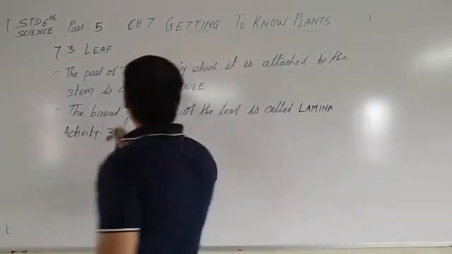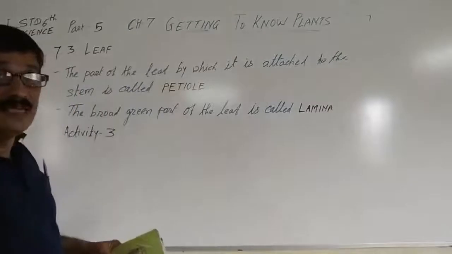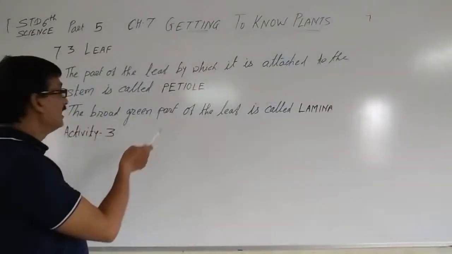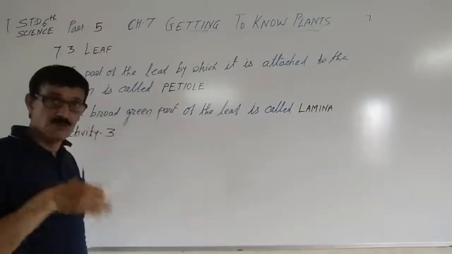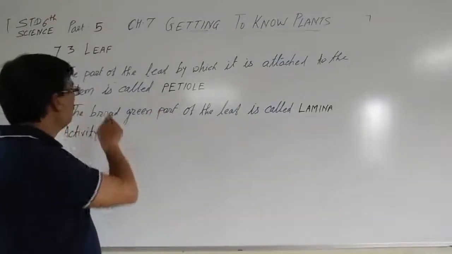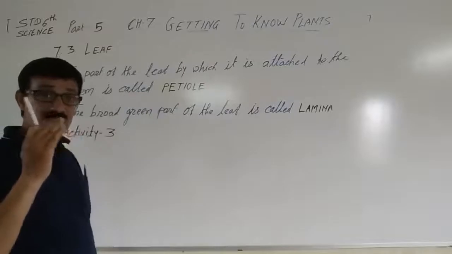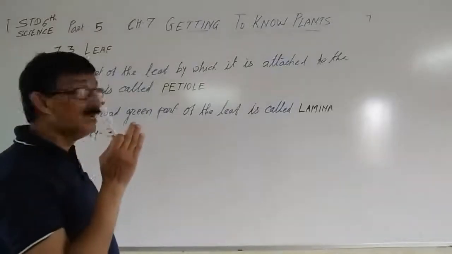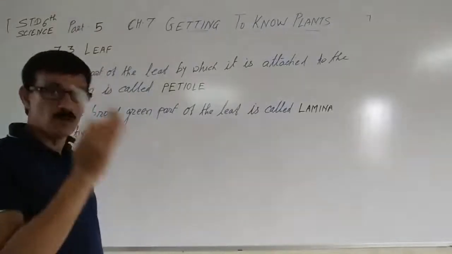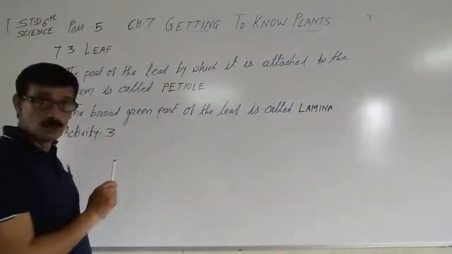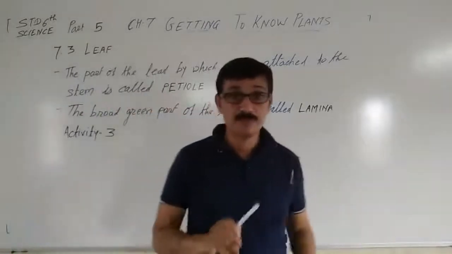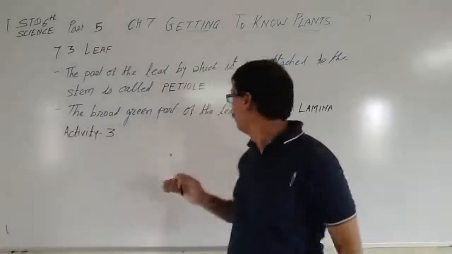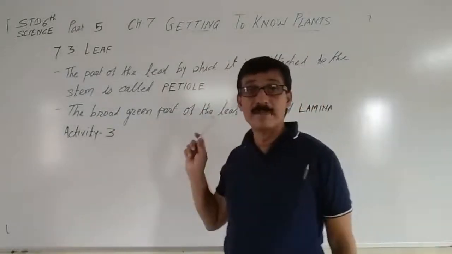The part of the leaf by which it is attached to the stem is called the petiole. Let us discuss this. The part of the leaf by which the leaf is attached to the stem or branch is known as the petiole. And the broad green part of the leaf is called the lamina.